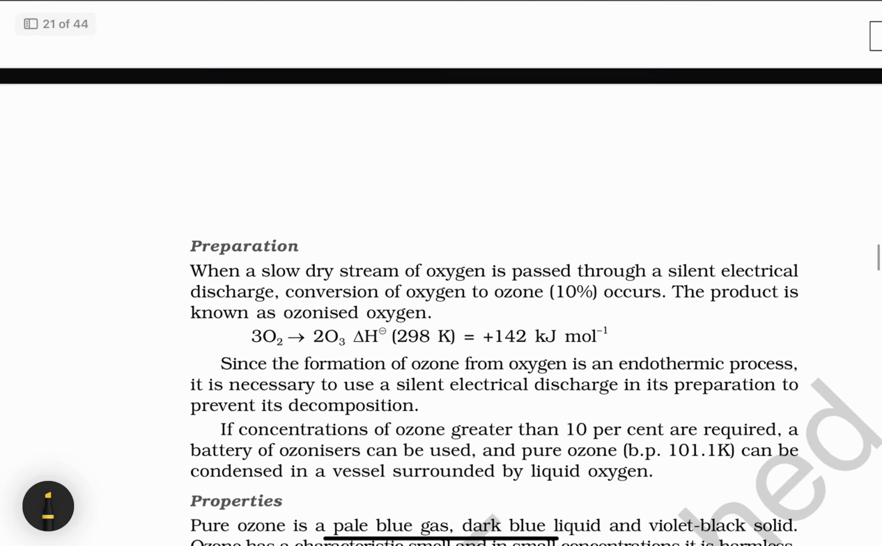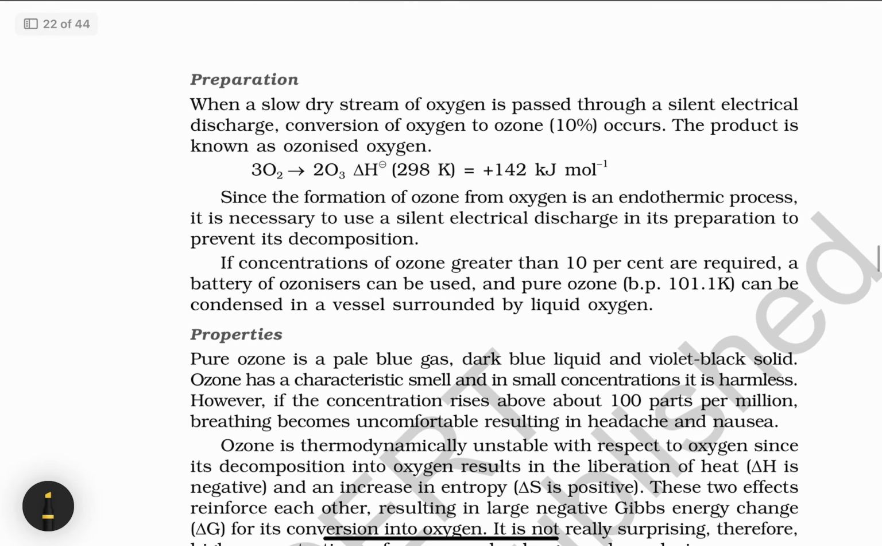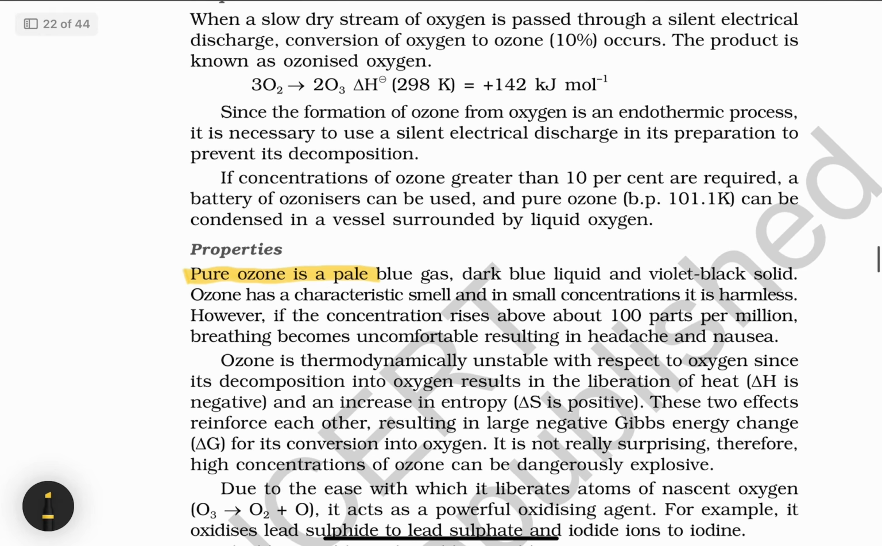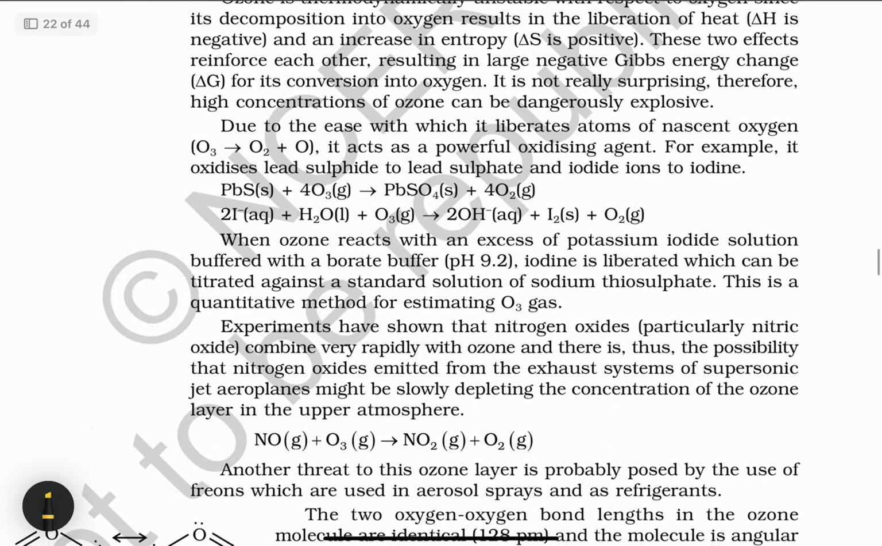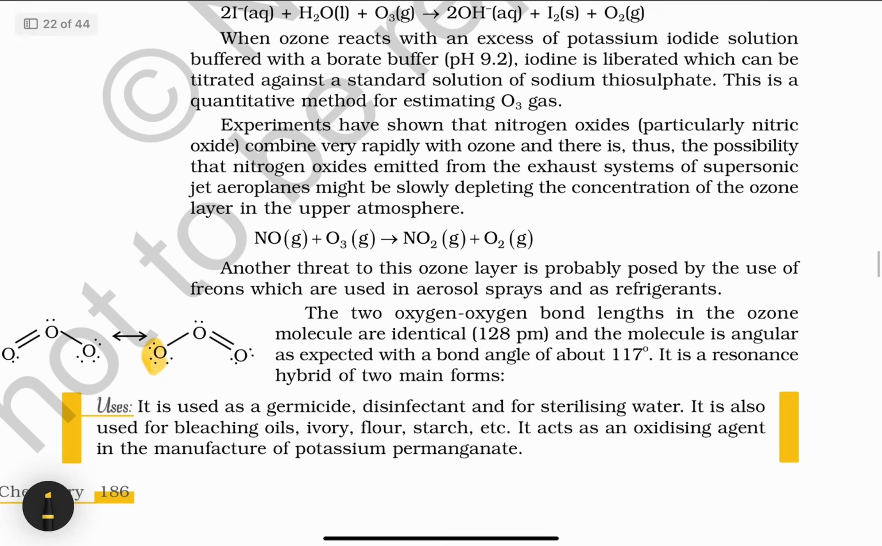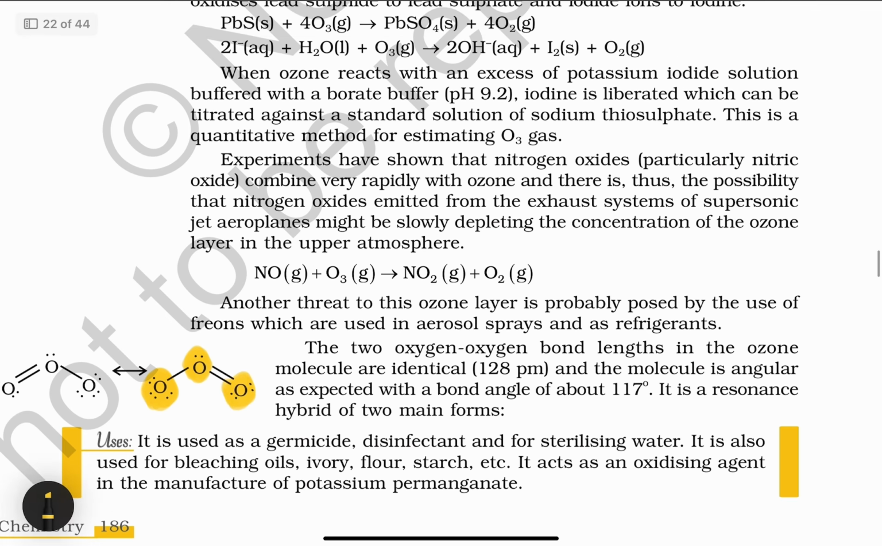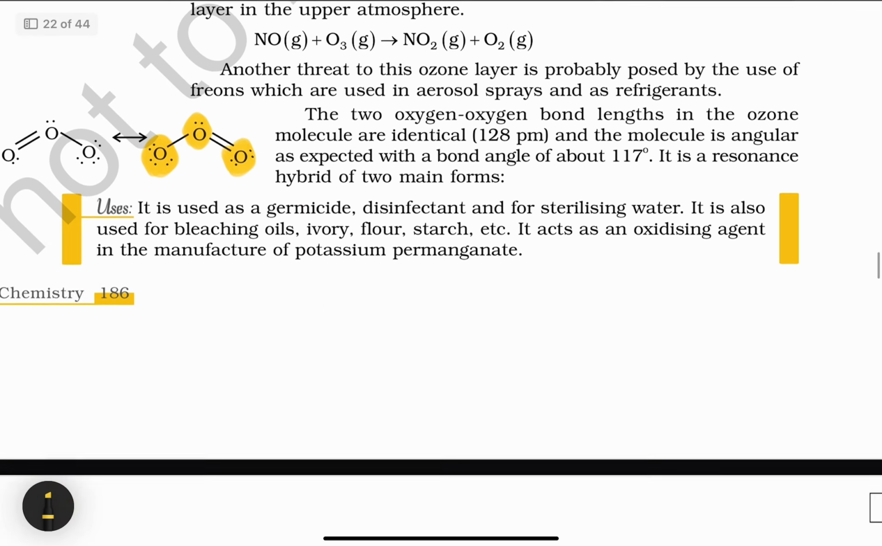Then coming to ozone, this is about ozone. About ozone, 1-2 points are important. Pure ozone is a pale blue gas, dark blue liquid and violet black solid. And in ozone, we know the formal charges. This oxygen will be having formal charge of -1. It is +1, this is 0. Okay, formal charges are also very important.